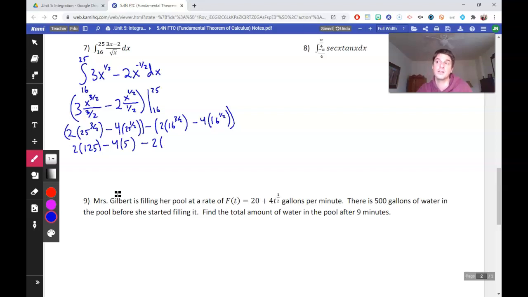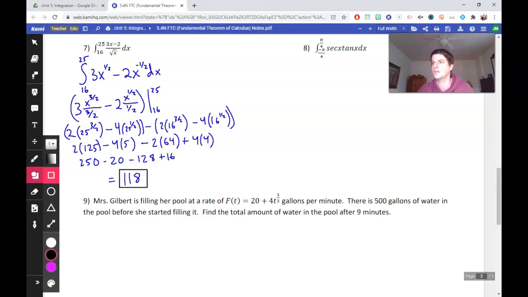Okay, so again, I can do the 1/2 power first. So the square root of 16 is 4. And then cube it. 4 cubed is 64. Also known as 16 times 4, right? Then plus 4 times 4, 16 there. So we get 250 minus 20 minus 128 plus 16. We add all this together, you get 118.